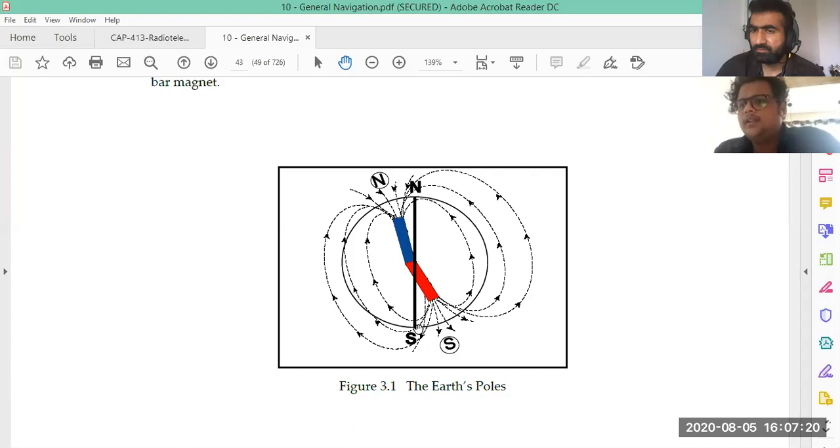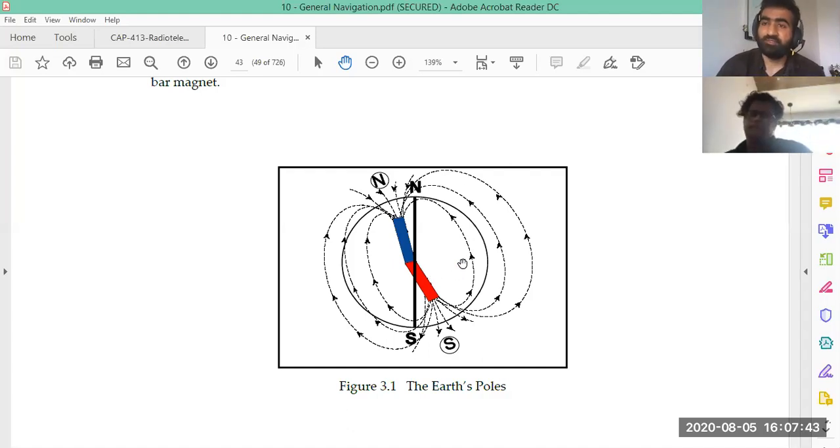Right, sir. The north of Earth will always be the south of the compass. So you can say that for any instrument used, any magnetic needle or a freely suspended bar magnet, its south pole will be attracted towards the north pole.